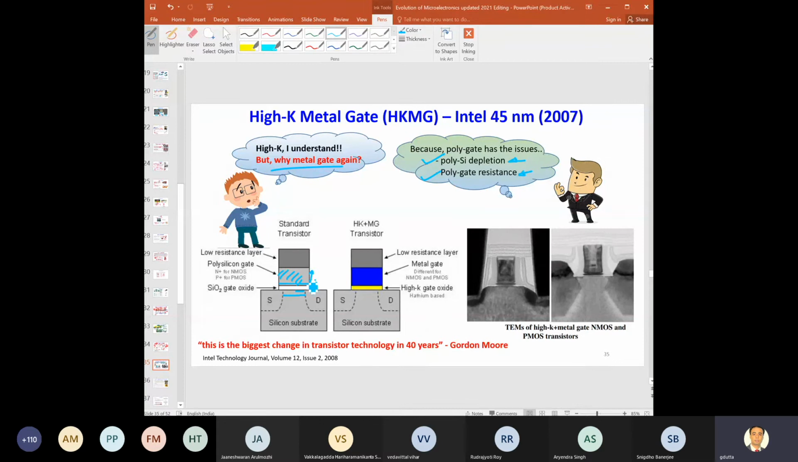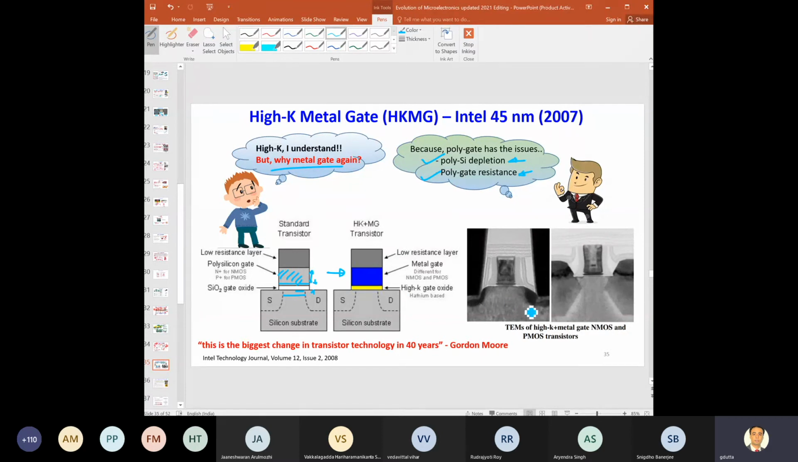But when you shrink the device dimension, your oxide thickness also becomes very small. At that time, the capacitance offered by the oxide and the capacitance offered by the depletion layer become comparable, right? So that is the reason you cannot use the polysilicon gate any further. You have to go to the metal gate, and that's how the metal gate has been introduced.